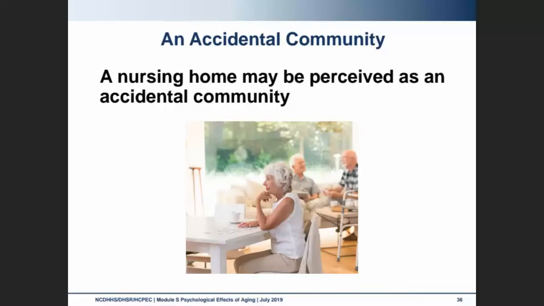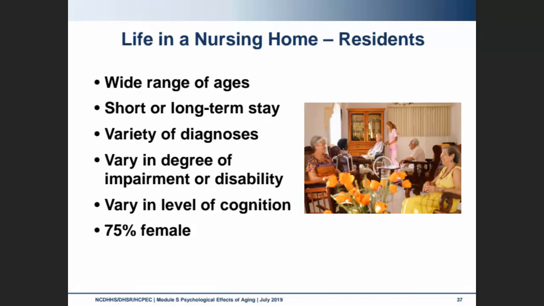Now let's talk about community. The nursing home may be perceived as an accidental community of sorts, where people with different interests, tastes, cultural backgrounds, social classes, educational backgrounds, occupations, etc., live together in a blended living arrangement in an institutional setting with dozens or even hundreds of people. Residents in the nursing home represent a really wide range of ages, so we tend to think of the older adult, but we can have younger adults in nursing homes as well.